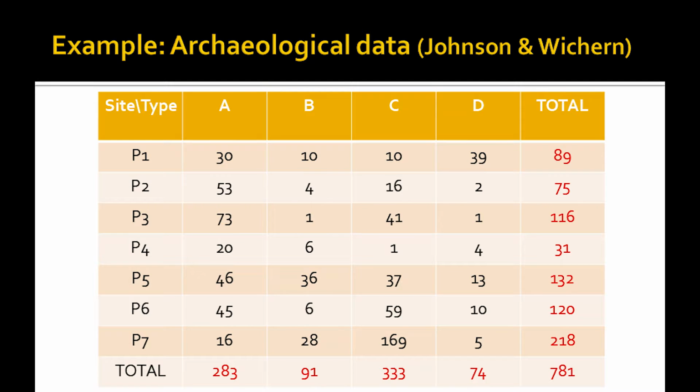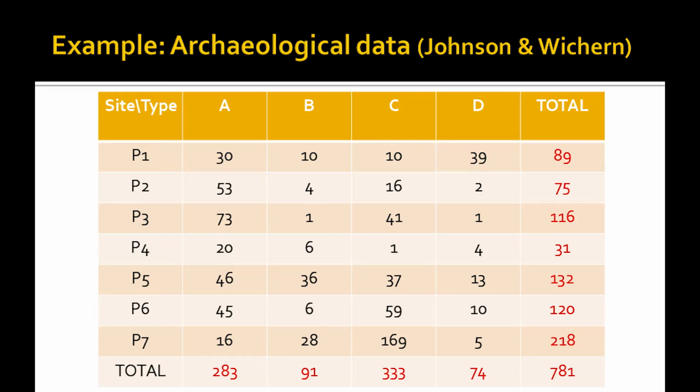Typically, a table would look like this. This is archaeological data obtained from Johnson and Wichern. On one side, we have the different types of potteries that we have found in the archaeological sites, and on the other side we have A, B, C, D, the different sites. So there are 4 sites and 7 types of potteries that have been found in these 4 sites. For example, let's look at the first cell. It has a number 30, which means that at site A, there have been 30 potteries of type 1.